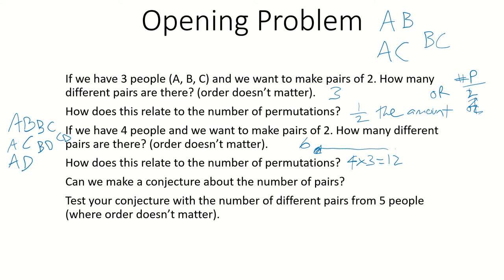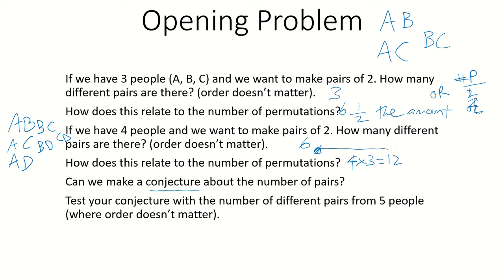So could we make a conjecture? Something reasonable that you would have seen from the 2 patterns, so the numbers were 6 and 3. So the number of combinations is half the permutations, and you would have had 12 and 6. So a fair conjecture would have been that the number of combinations is half the number of permutations.